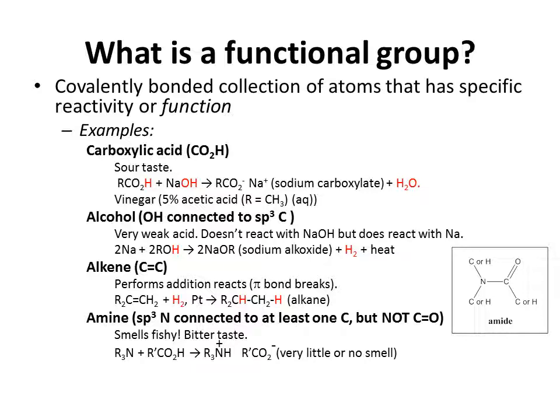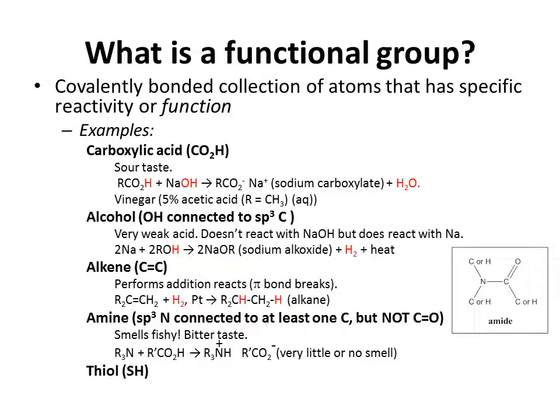Now the difference between this salt and the original amine is that although the amine smelled fishy, the salt has almost no smell. So reacting amines, such as found in fish, with something that contains a carboxylic acid, such as the citric acid in lemon juice, will eliminate the smell. So it's a quite useful application of the reactivity of amines and that of carboxylic acids in cooking.